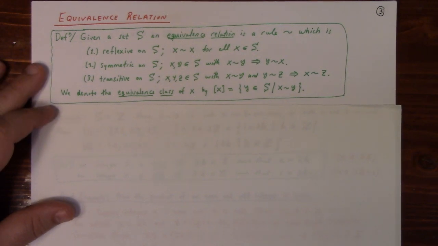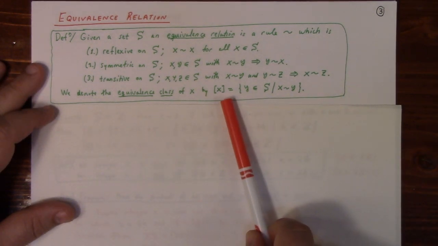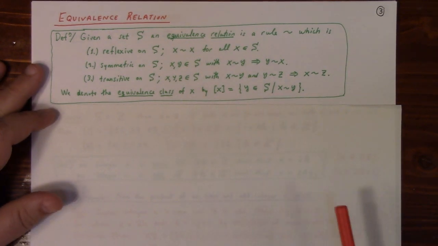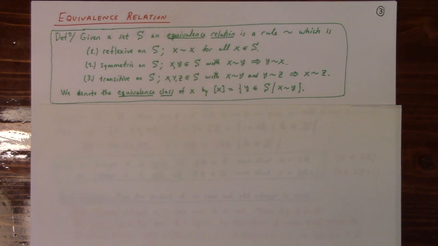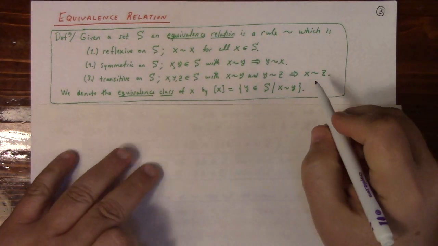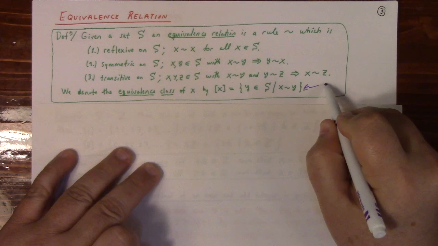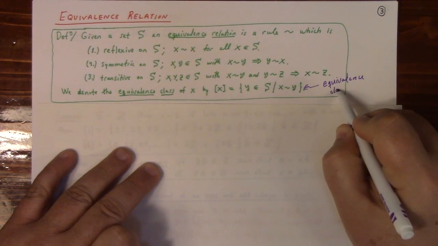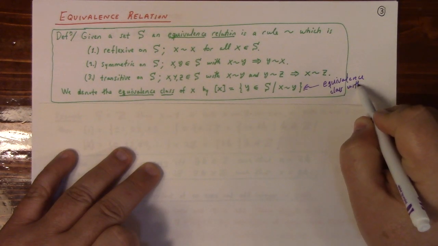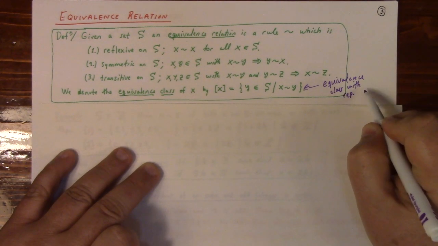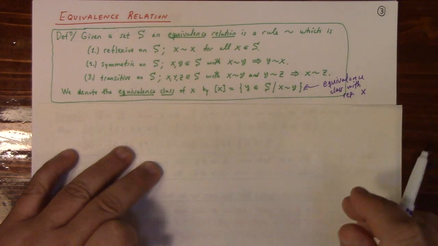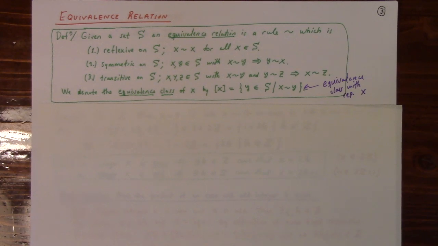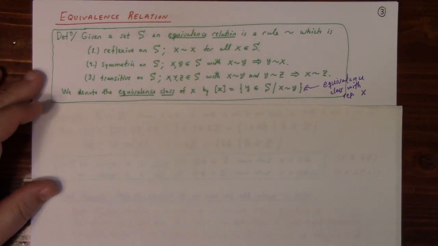So the equivalence class is also important. This is the set of things which is equivalent to a given thing. So here x is called the representative of the class. I should probably write that down. So this is the equivalence class with representative x, because the x is here. Now, is that unique? Certainly not. There are many different representatives for a given equivalence class, typically.